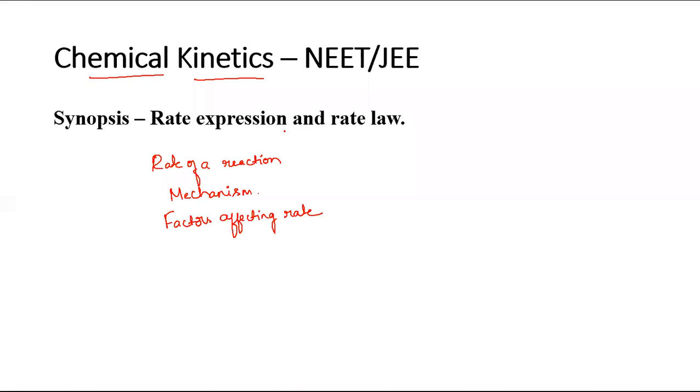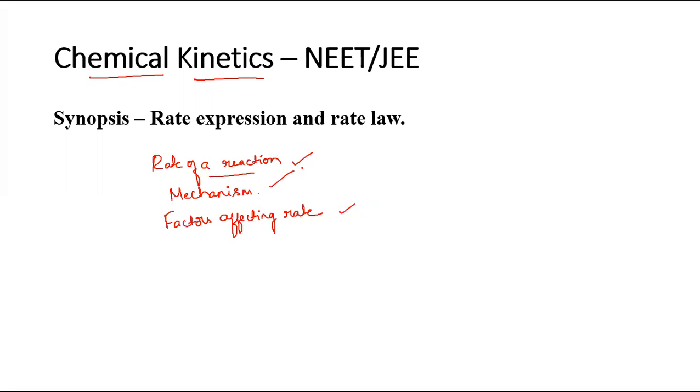Again, I'm going to tell about the definition of chemical kinetics, what we mean by chemical kinetics, what is the importance of knowing it, and how important it is in NEET and JEE. Chemical kinetics is a branch of physical chemistry which deals with the study of the rate, or velocity or speed of a reaction, how fast it is going to take place, the mechanism of a reaction, as well as the factors which are going to affect the rate of a reaction.